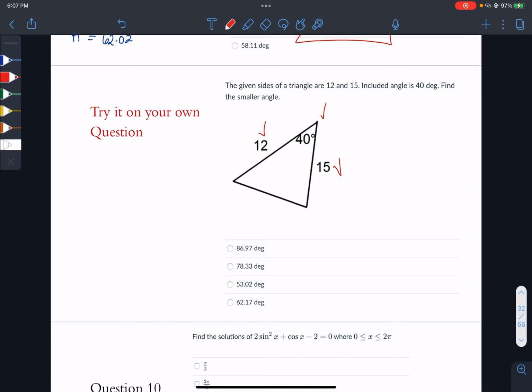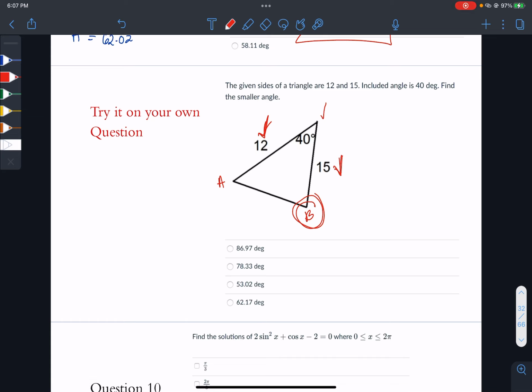But what is asked is to find the smaller angle. So there are two, angle A and angle B, let's say. So which is smaller? To know the smaller, look at the opposite. This is 12, this is 15. If its side is shorter, it definitely follows that its angle is smaller, since a longer side has a larger angle. So what we are looking for here would be angle B.